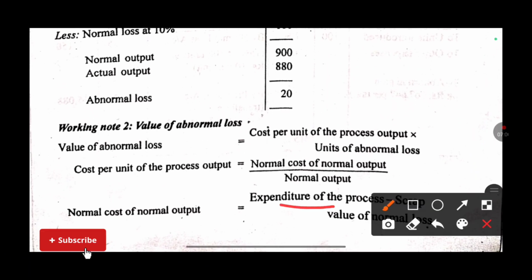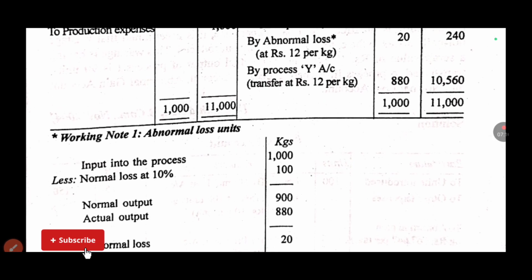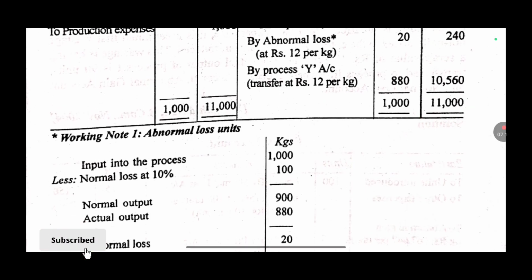The expenditure of the process minus scrap value of the normal loss. What is the cost of the process X account? The total cost of the process X account is 11,000 rupees.